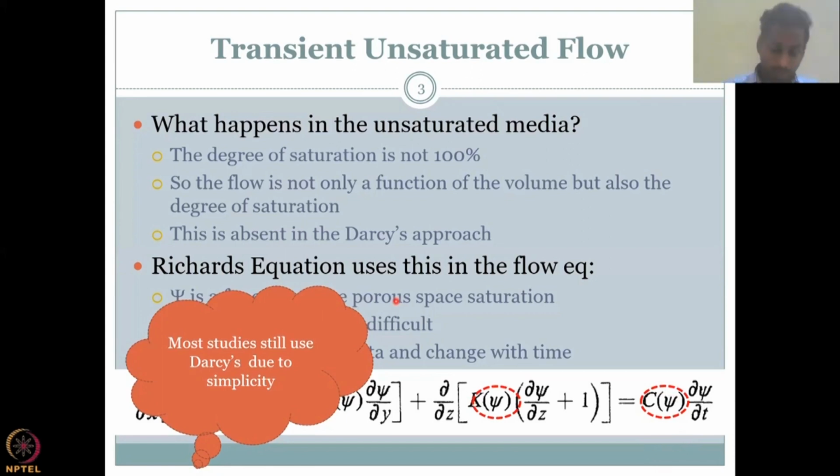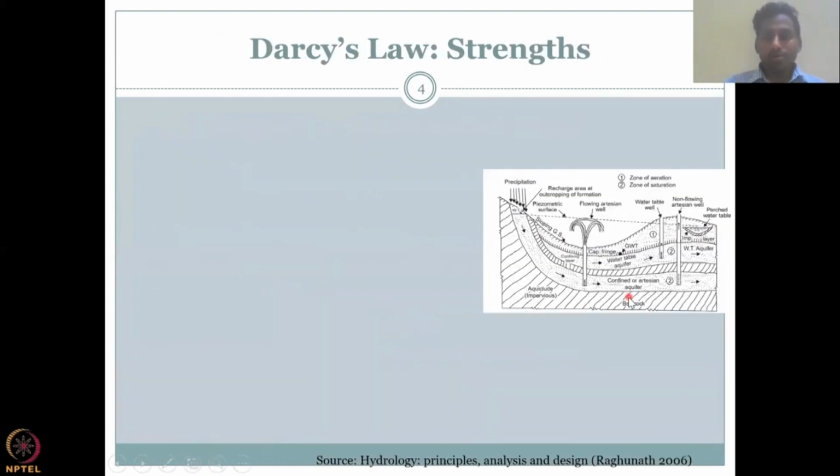All are valid points. However, the degree and the change of K with psi, and how it varies across time, you can see d psi by dt, does take a lot of data. So on that note, as I said, there are many studies which still use and prefer Darcy's law. Let's look at Darcy's law's strengths.